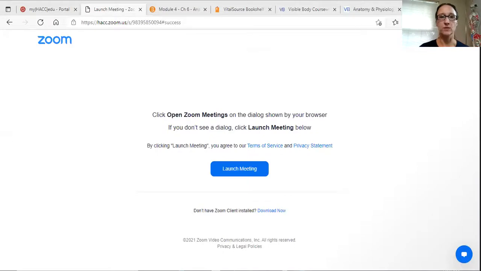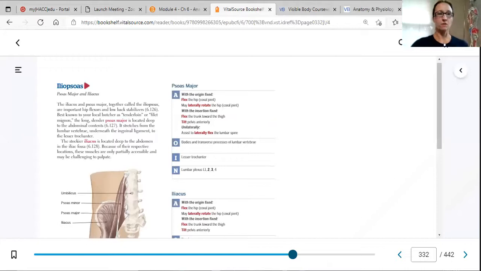Oh, that's not right. There we go. Okay, so here we go. Iliopsoas is a combination of psoas major and iliacus, and I will explain that in a minute.